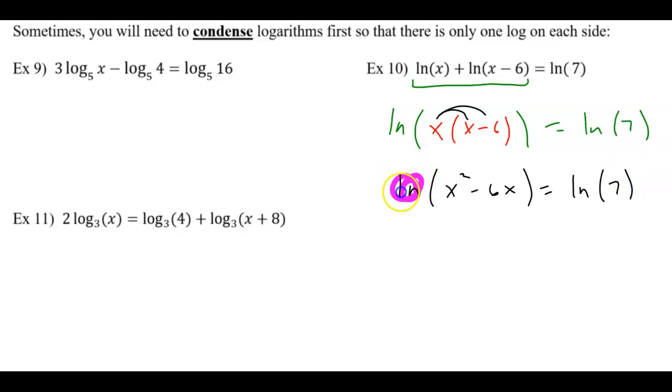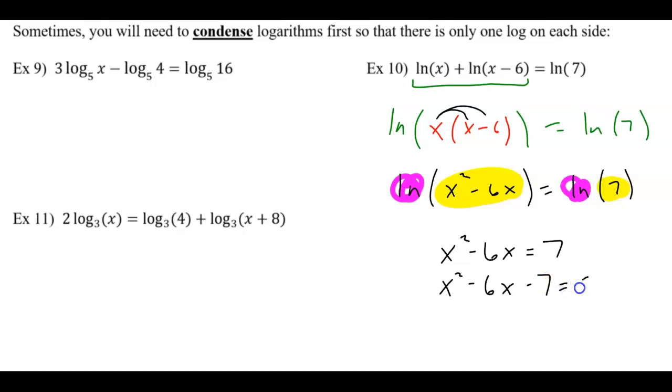You kind of get the hang of this now. We now have one log on both sides, so therefore what's being logged must be equal. So we get x squared minus 6x equals 7. And we now have a quadratic. So I'm going kind of fast here just because this is solving quadratics. We've done this all year long. So we factor. The factors of -7 that add up to -6 are -7 plus 1. So my answers are 7 and -1.